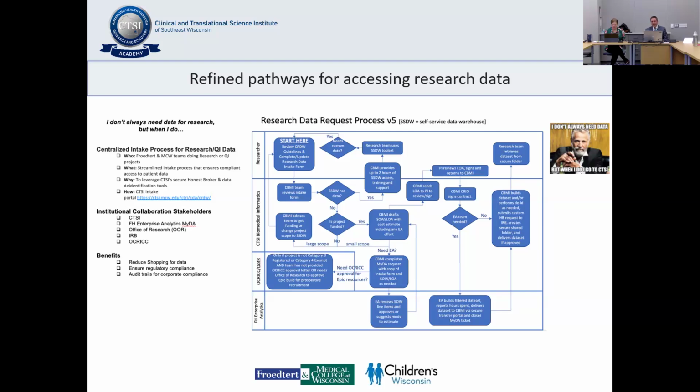So start here. That is an intake form that we have within the CTSI, and we then determine: do we have within the warehouse and CBMI access to the data that you need for your study? Or do we need to engage other partners on campus like enterprise analytics, or get approval from OCRIC, et cetera? These are the pathways for getting and delivering that data, where we have an audit trail from the ask all the way through the delivery, and who touched it, to deliver that data for your study.